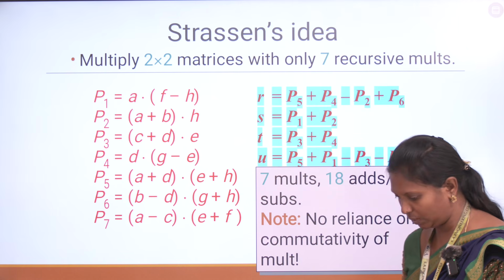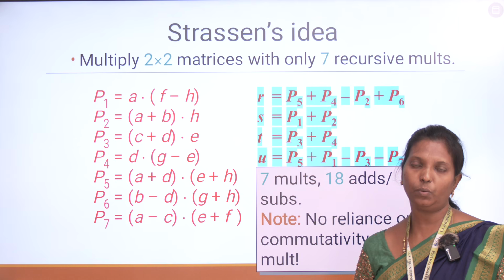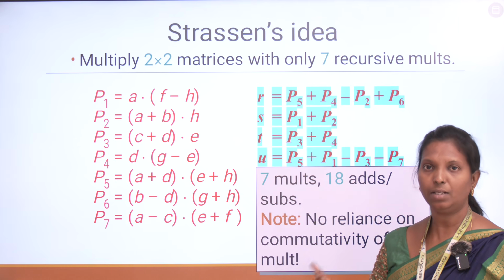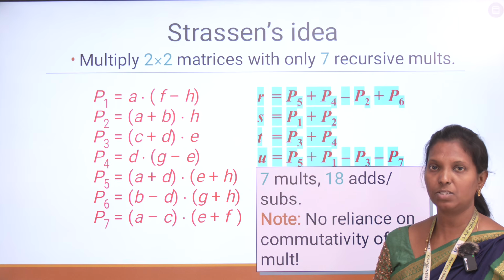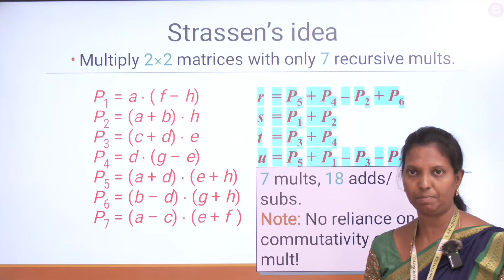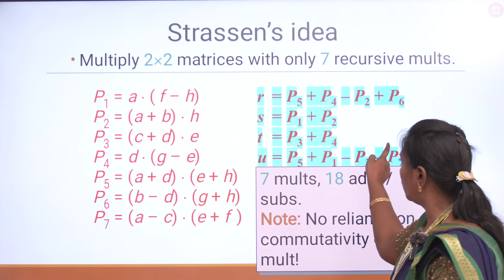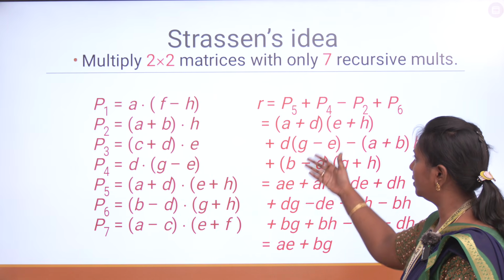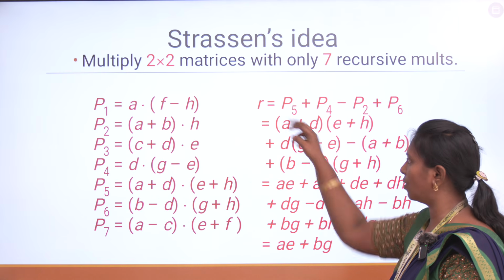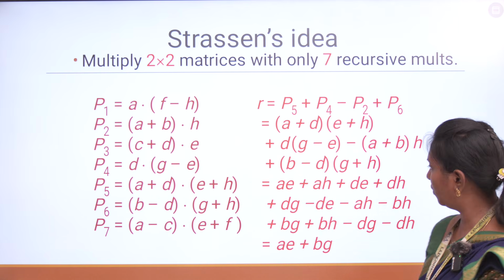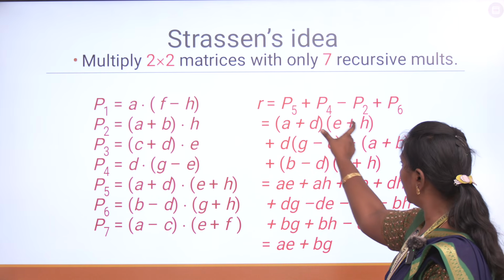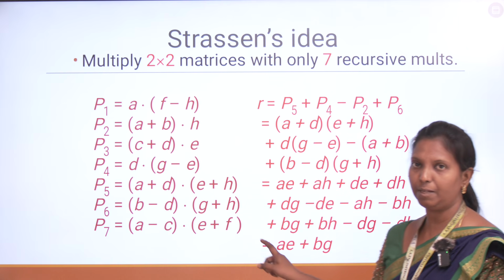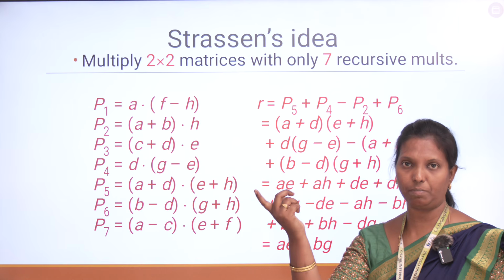So instead of the ordinary arithmetic operations, when we do 7 multiplications and 7 to 8 additions, that will reduce your time complexity compared to normal matrix multiplication. And there is no commutative nature here, so let's take the example of deriving the R value. When calculating R, we finally derive AE plus BG, which we got from the normal multiplication.